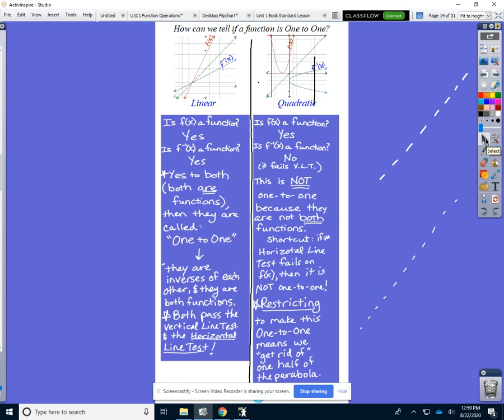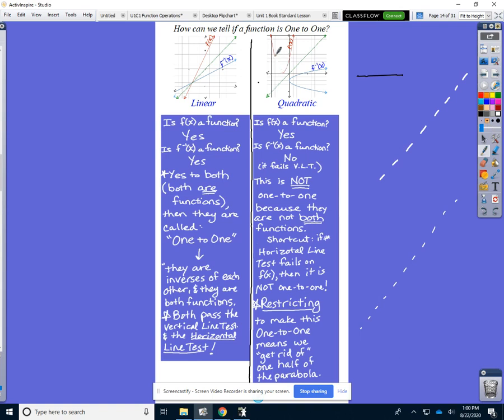So if I say, okay, this isn't one-to-one, how can we make it one-to-one? How can we restrict the domain or the range of one of these to make it one-to-one? All that means is you're going to get rid of half of the parabola. So I'm going to move my vertical line test out of the way, or let's take a look at this from the perspective of the horizontal line test. If I say I want the original function, the red one, to pass the horizontal line test, I'm going to erase half the parabola.